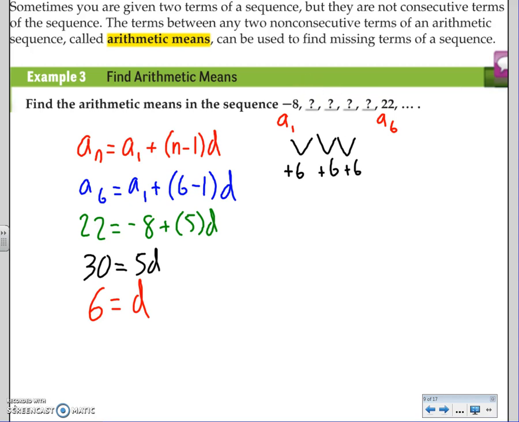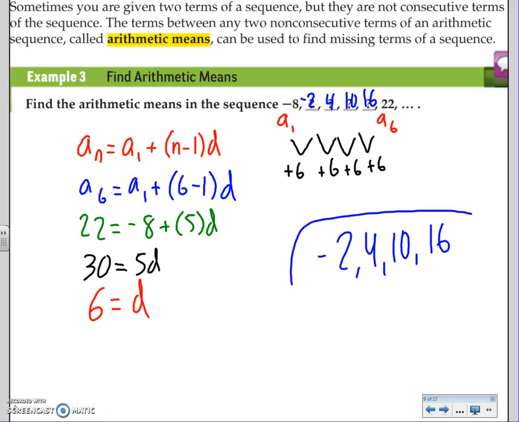Alright, so -8 plus 6 makes -2. -2 plus 6 makes 4. 4 plus 6 makes 10. 10 plus 6 makes 16. And just make sure it's good, 16 plus 6 makes 22. So those are my 4 numbers. -2, 4, 10, and 16 are the arithmetic means between -8 and 22. And I knew I messed up because I was about to go over that 22. I'm like, oh, I missed the negative numbers.